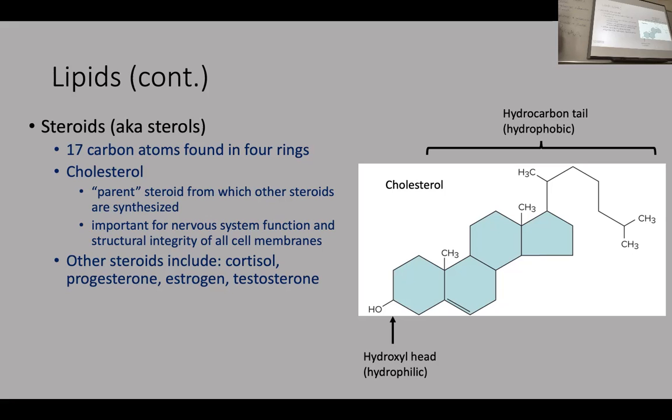All of the steroids in our bodies originate from cholesterol. So cholesterol is called the parent steroid. Cholesterol is changed in order to make all of the other steroids. If we don't have cholesterol in our body, we can't make all these other steroids, many of which are hormones in our body.